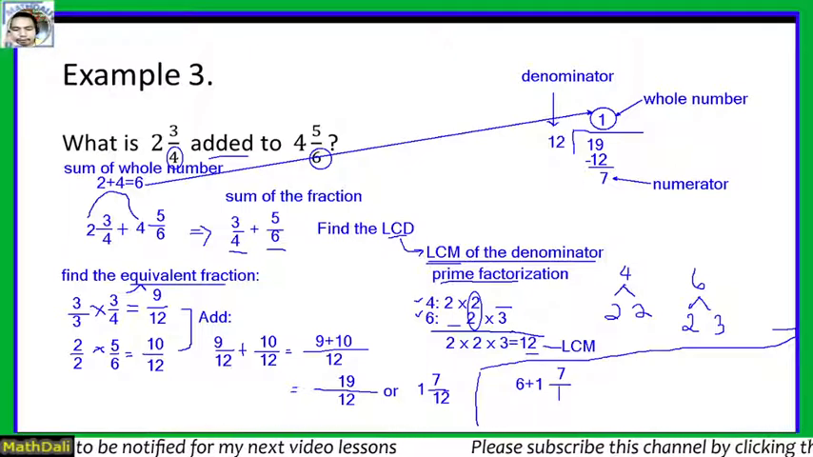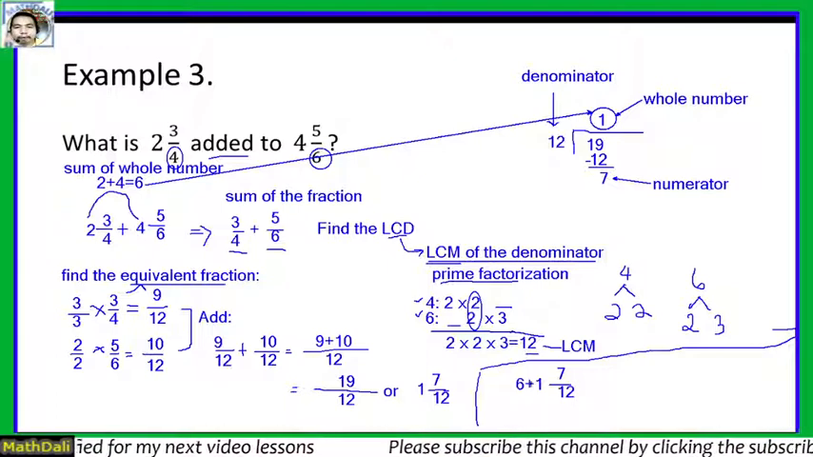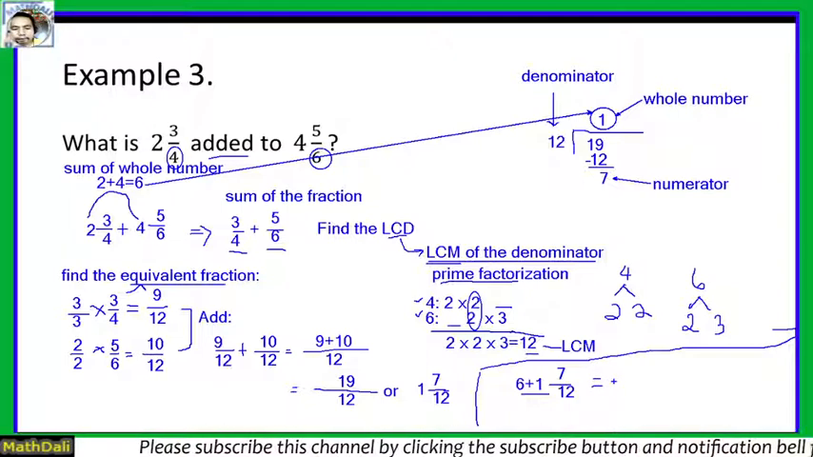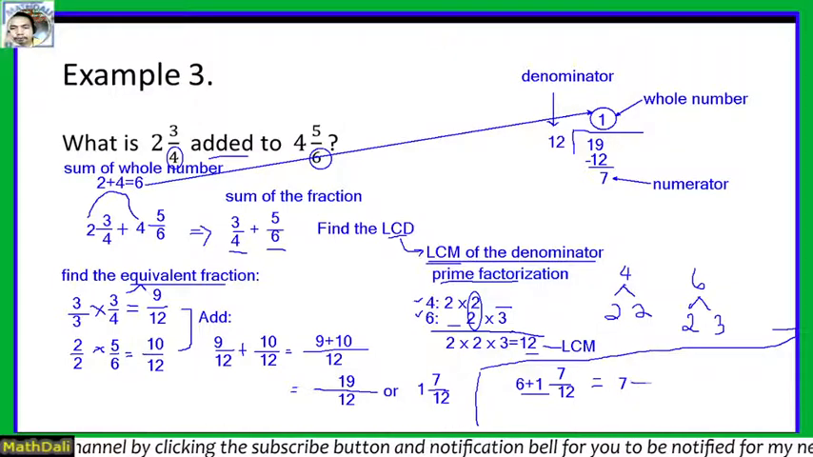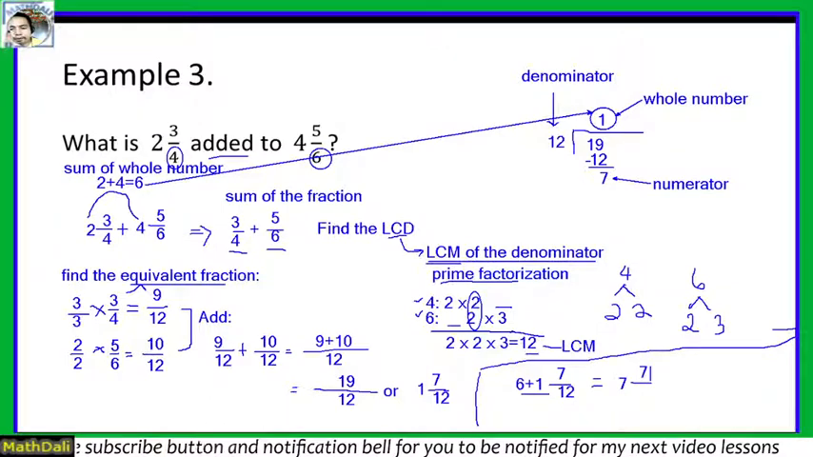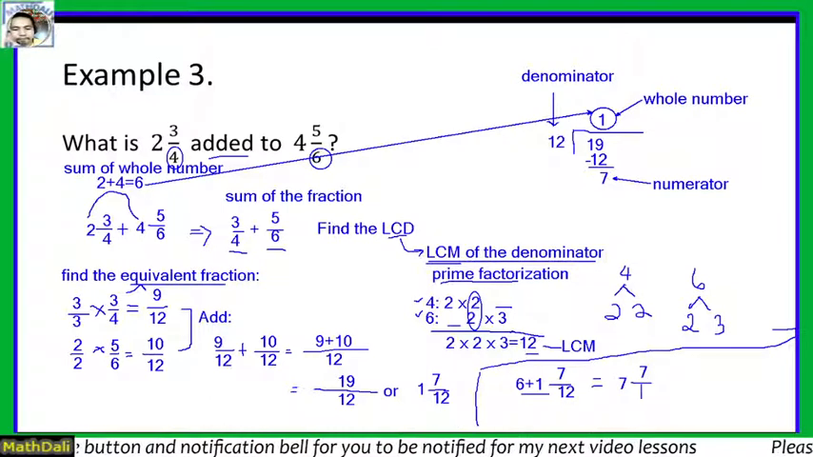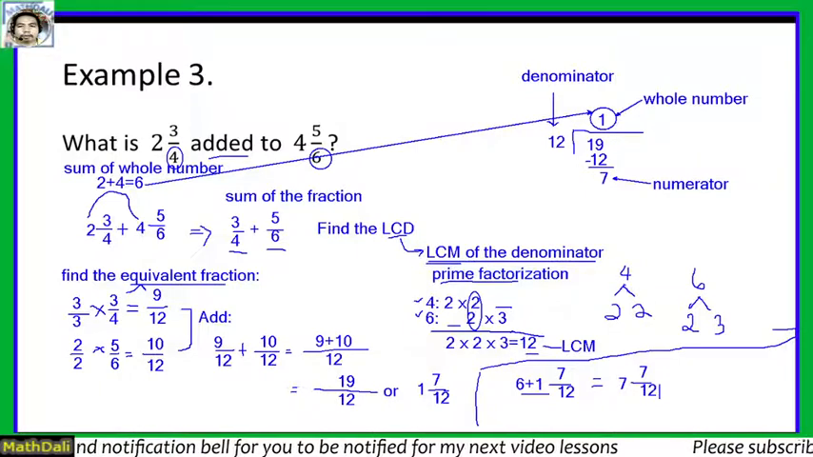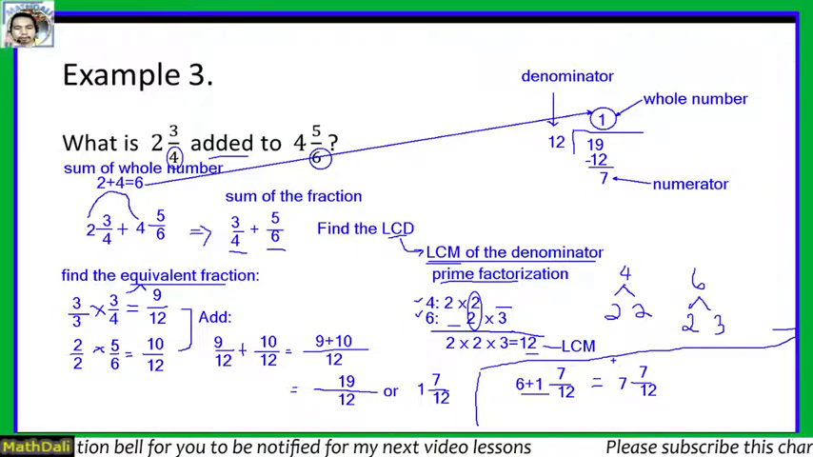7 over 12. So, ang i-add lang natin dito yung ating whole number. 6 plus 1, that is equal to 7. So, lagyan natin dito yung sagot. That is 7. And yung fraction natin, that is 7 over 12. So, ayan. Tapos na tayo. So, ito yung ating sagot.